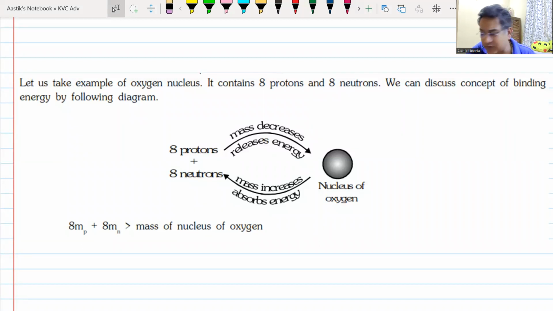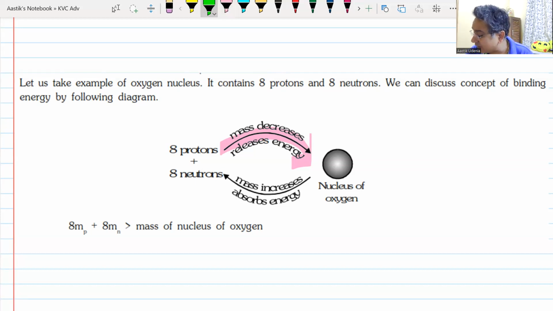So just to make a point for you to understand, if you take the formation of oxygen nucleus, it consists of 8 protons and 8 neutrons. When 8 protons and 8 neutrons become the oxygen nucleus, the mass decreases and they release energy. That energy which is released is known as the binding energy, delta M into C square. Do we understand this? Yes, sir.